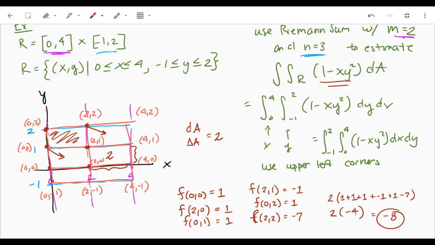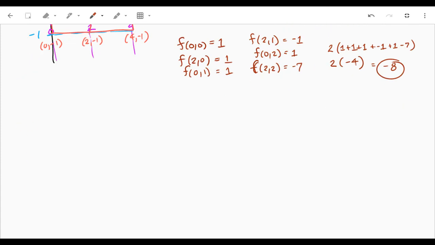Okay. There you go. So let's do another example here. In this example, they give you the integral, and they ask you to interpret it as a solid. Okay. So they give you that, and then they give you the region.